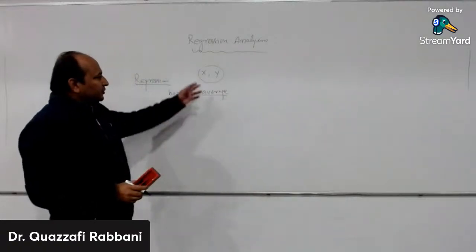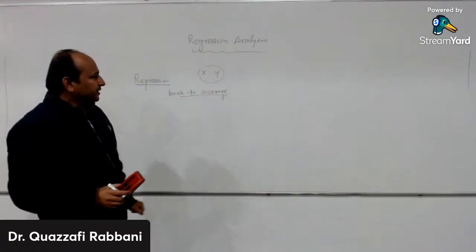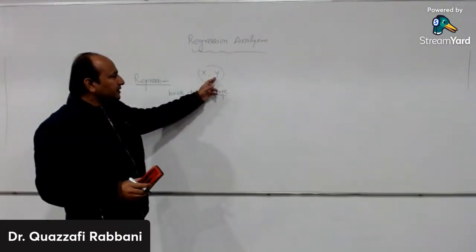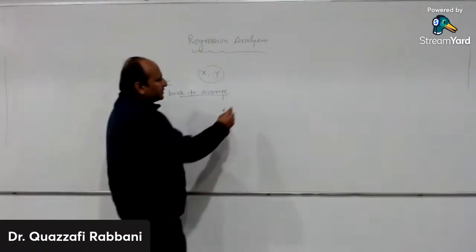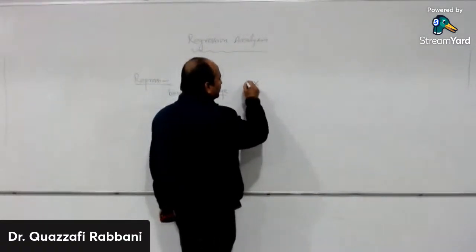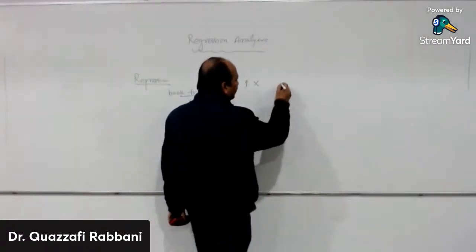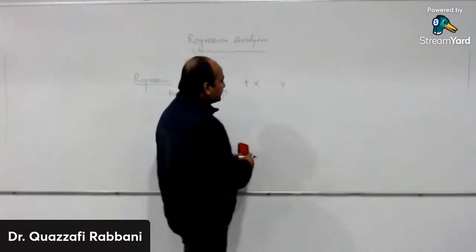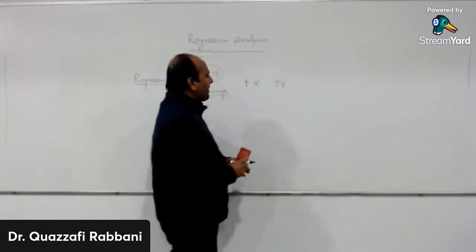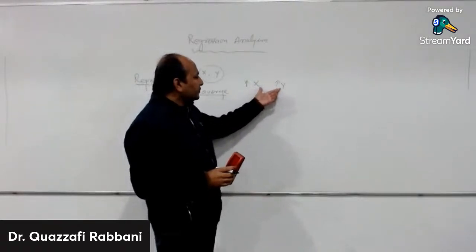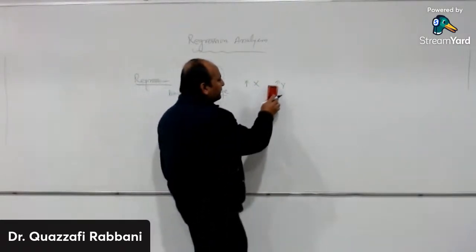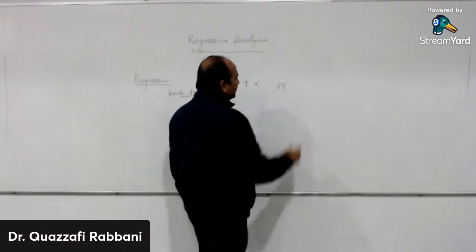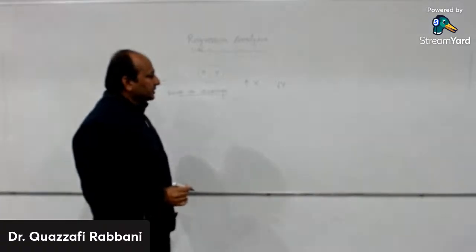So suppose there are two variables x and y, and these two variables are correlated, meaning a change in one variable will affect the values of the other variable. Suppose the x variable is increasing, then what is the effect on the other variable y? Whether y is increasing or decreasing. If y is increasing, then we say these two variables x and y are positively correlated. If one variable is increasing and the other is decreasing, then we say these two variables are negatively correlated.